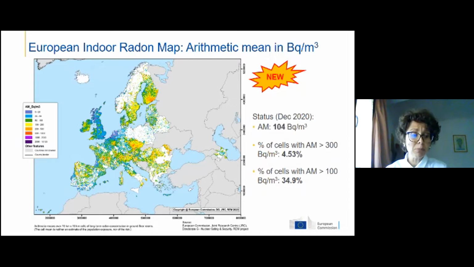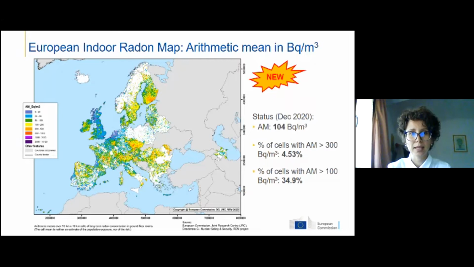This map instead reports the arithmetic mean in each cell. The arithmetic mean of the cells in Europe is 104 becquerel per cubic meter, the percentage of cells above 300 becquerel per cubic meter is around 4.5%, and the percentage of cells with an arithmetic mean above 100 becquerel per cubic meter is around 35%.